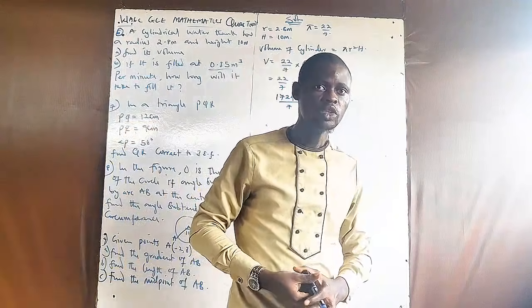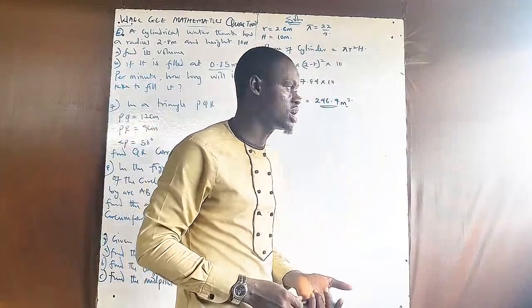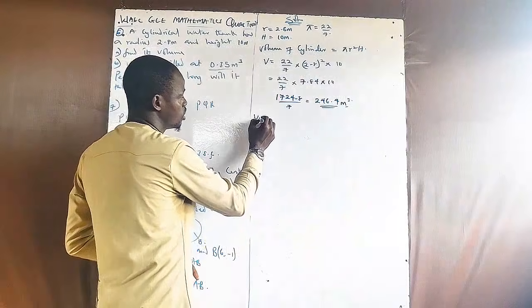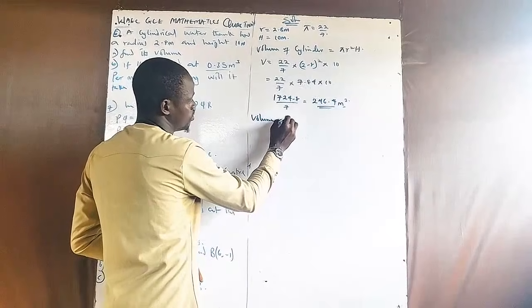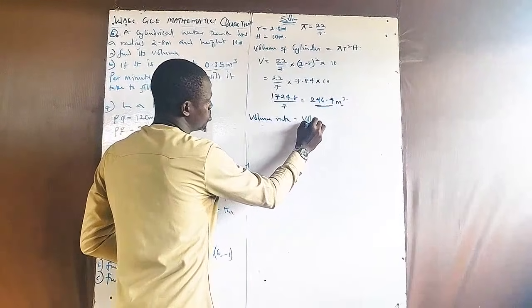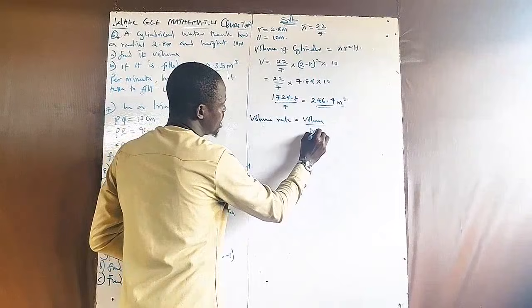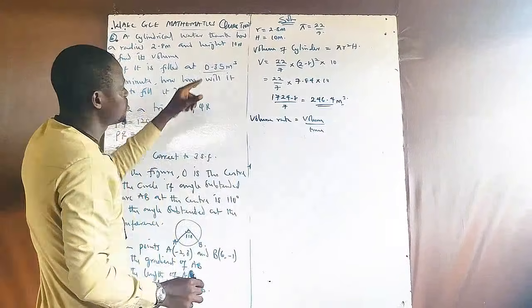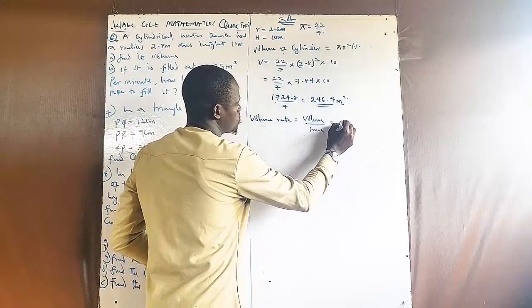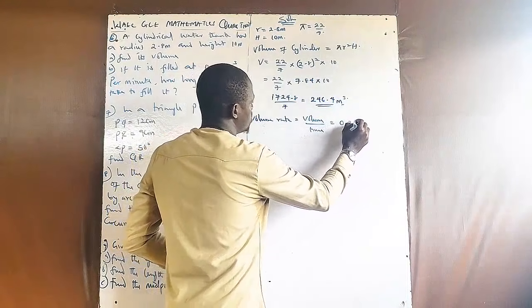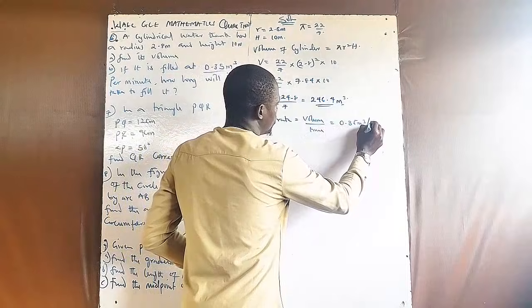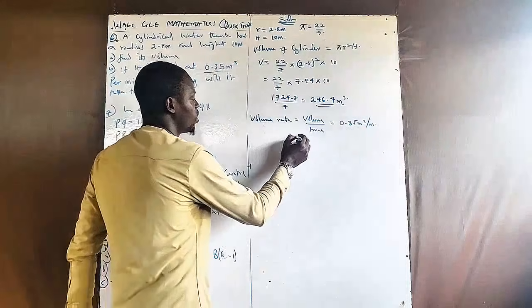Now, question B: they said if it is filled at 0.35 meter cube per minute, that is the volume rate. What is the meaning of volume rate? The volume rate is always equal to volume over time. So they now give you that the volume over time is 0.35 meter cube per minute.